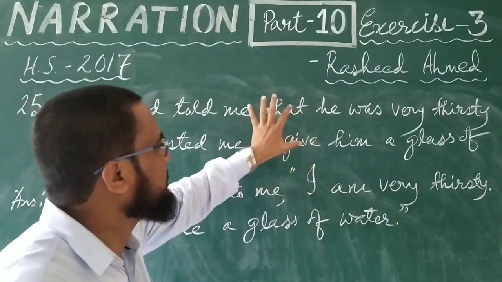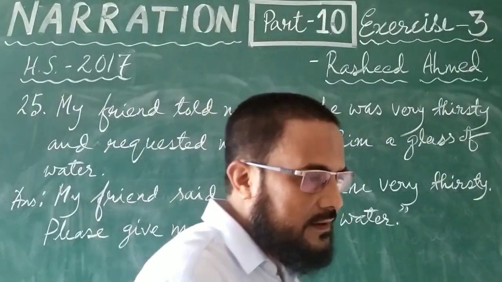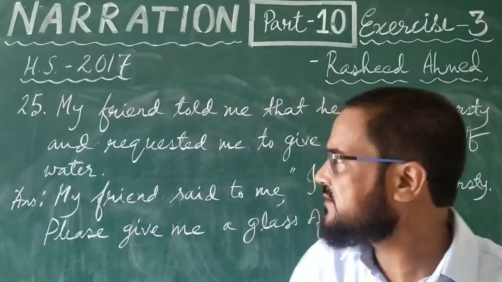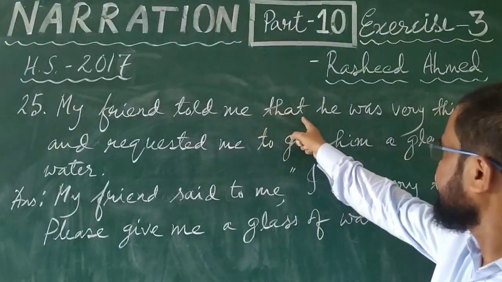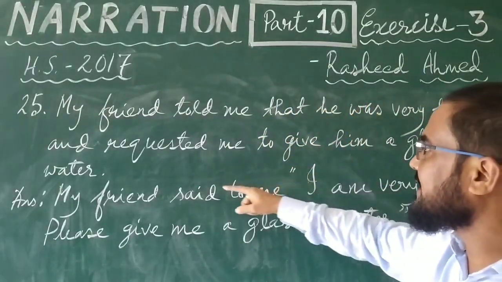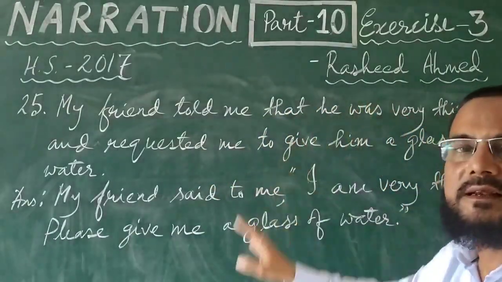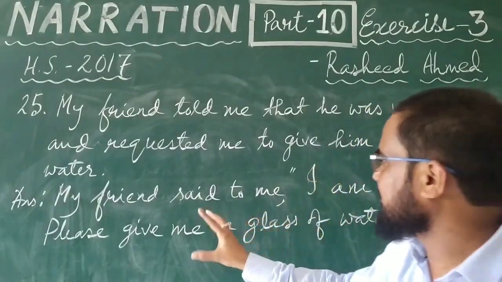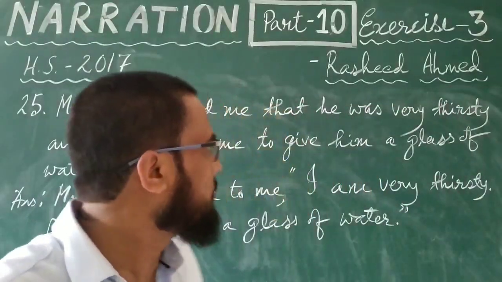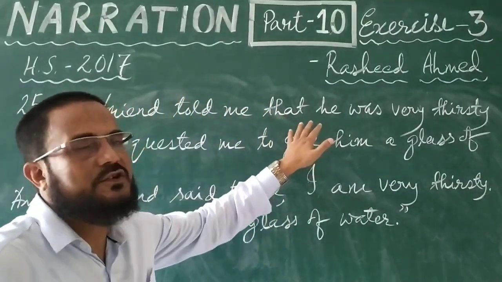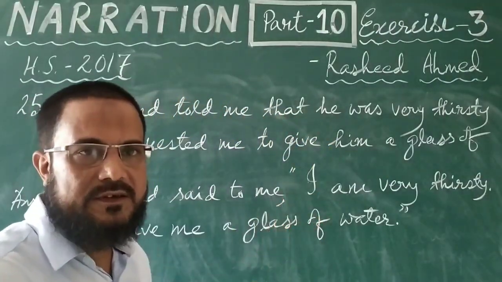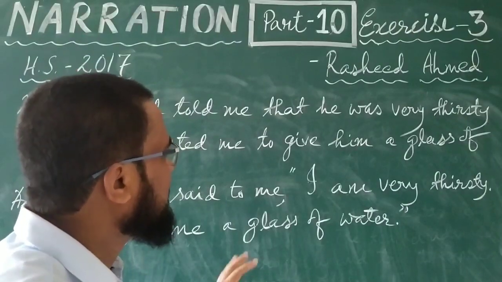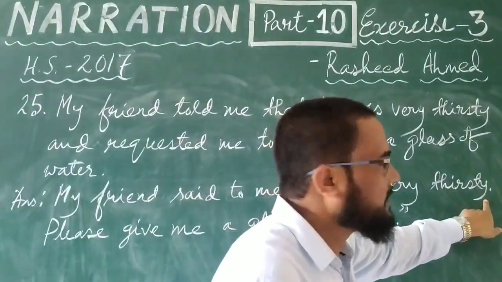So there are two sentences here in this indirect narration. The first one is an assertive sentence. My friend told me that, this part. And then requested me, then the next part is an imperative sentence. So my friend told me, it means my friend said to me, that will be removed. That he was very thirsty. It means I am very thirsty. In present tense he said I am very thirsty. That is the end of the first sentence. Assertive sentence is ended here.